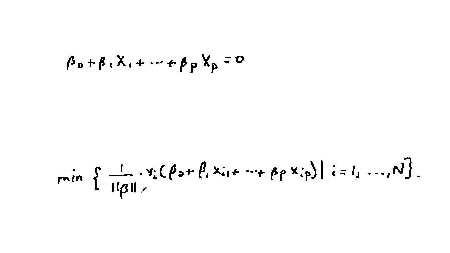Okay, so take the smallest of these distances. This is the distance between the hyperplane and the xi closest to the hyperplane. It's called the margin of the hyperplane. Okay, the margin of the hyperplane. The margin is the smallest of these distances.